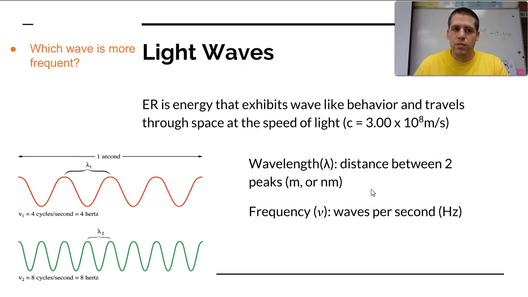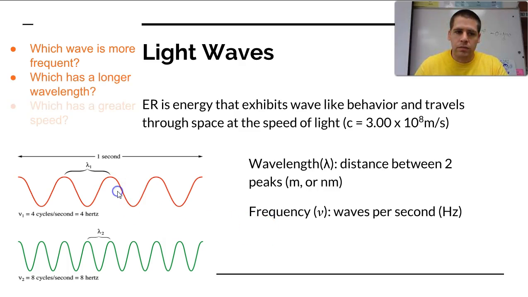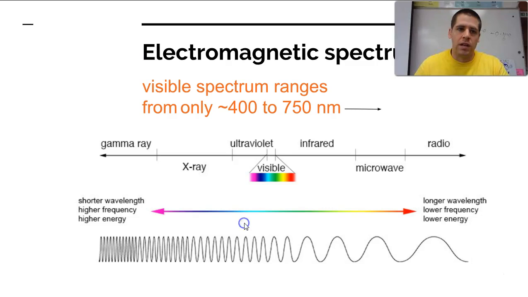So which wave is more frequent of these two that are shown? The green one would be, because the wavelength is smaller, and so you're going to get more waves per second. Which has a longer wavelength? That one is obviously the red. Which has a greater speed? They actually both have the exact same speed. Even though this one is going to have more waves per second, the electromagnetic radiation itself is still traveling at the speed of light.